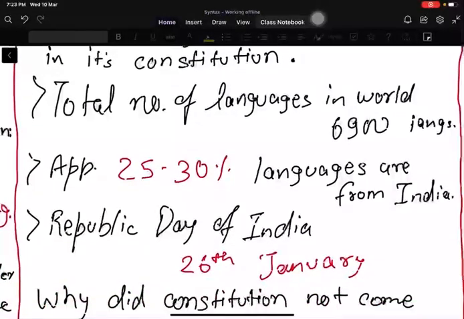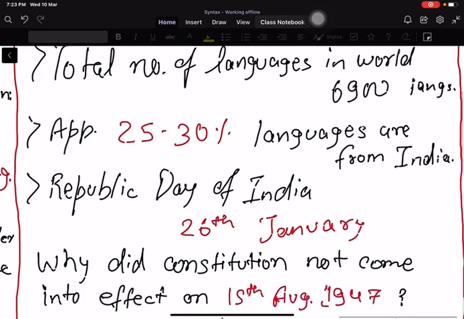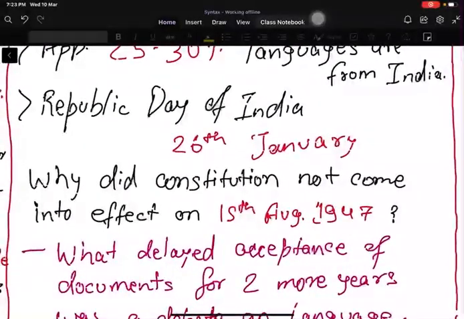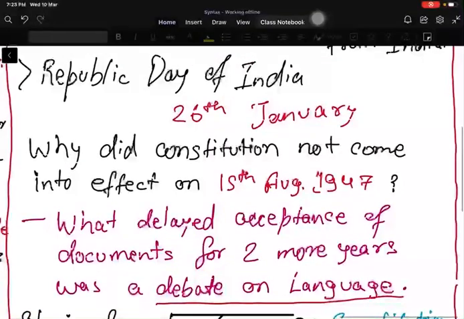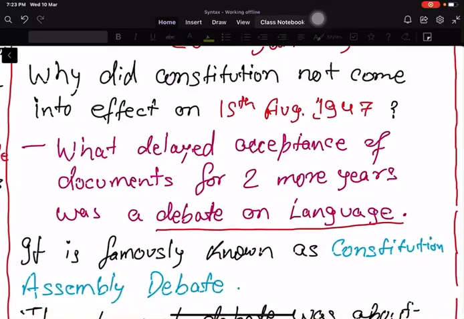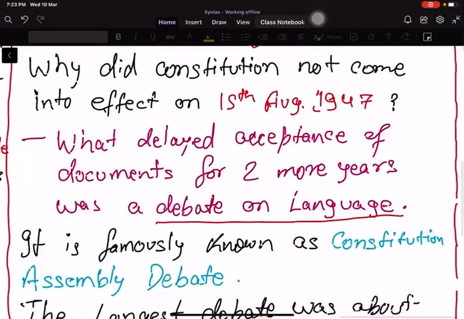Republic Day of India is the 26th of January. Why did the Constitution not come into effect on 15th of August 1947? What delayed acceptance of the documents for two more years was a debate on language. It is famously known as the Constituent Assembly debate. The longest debate was about language itself.